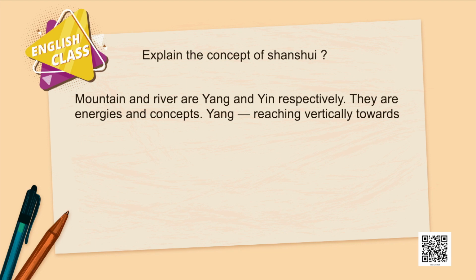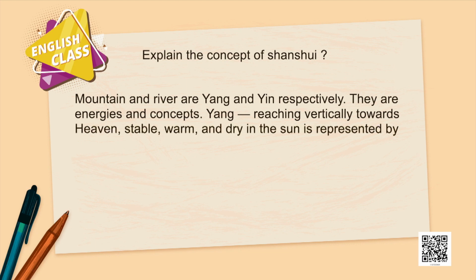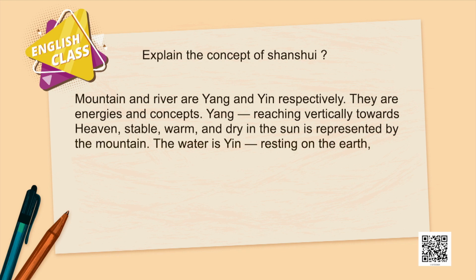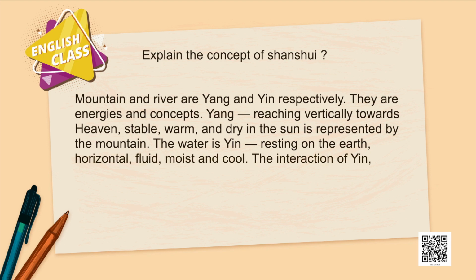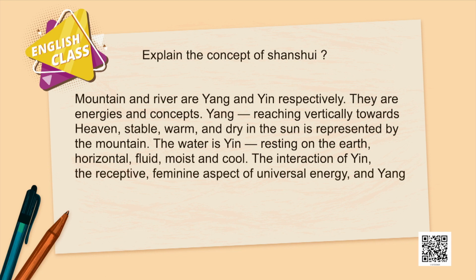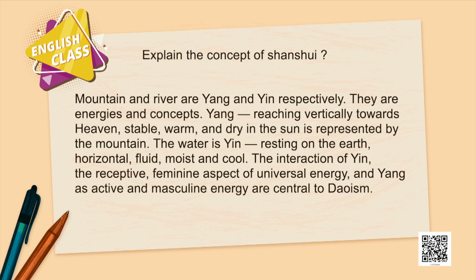Yang reaching vertically towards heaven, stable, warm and dry in the sun, is represented by the mountain. The water is yin, resting on the earth, horizontal, fluid, moist and cool. The interaction of yin, the receptive, feminine aspect of universal energy, and yang as active and masculine energy are central to Taoism. Yin and yang represent opposites. Each plays an important role in universal harmony.